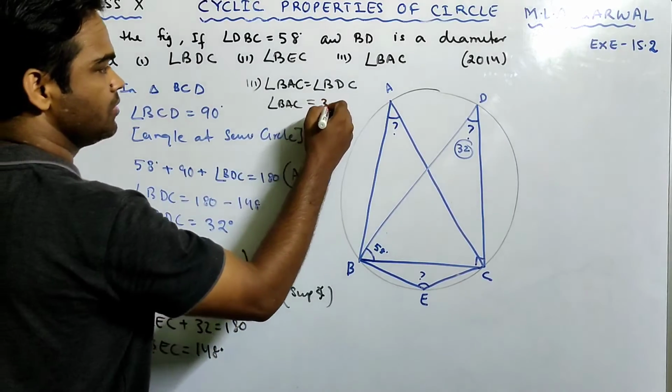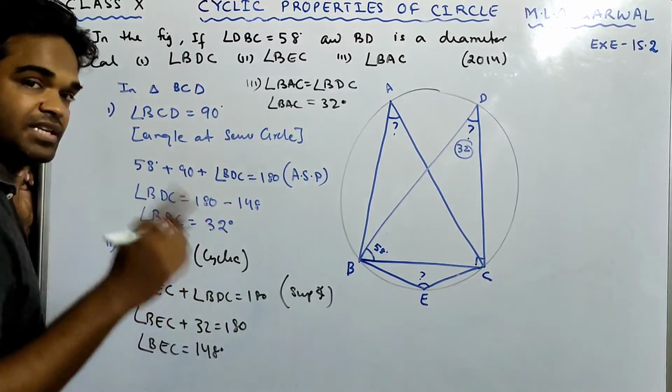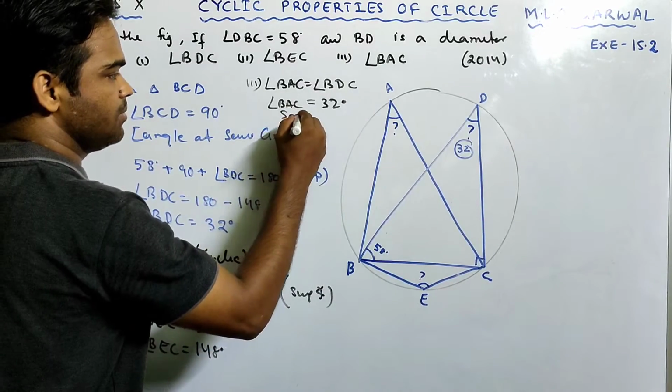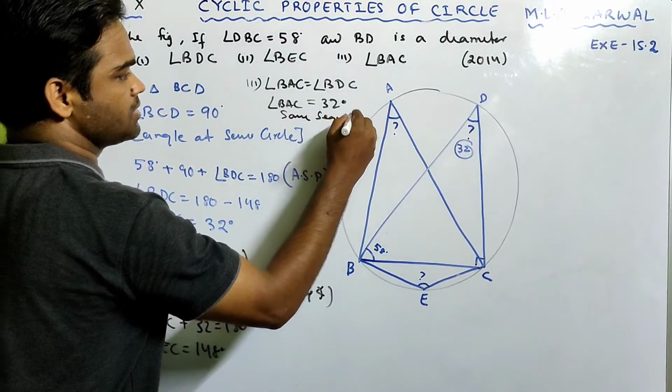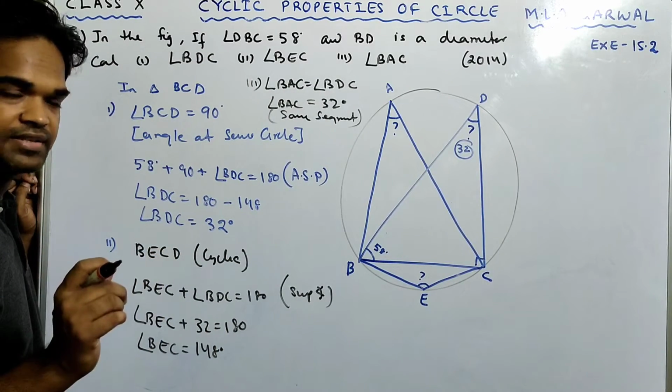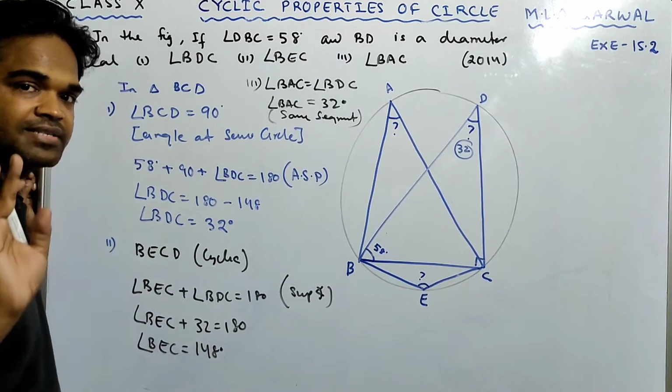BDC we got 32. So BAC will be also 32. Angle in the same segment. Same segment you can say. Done. Very easy. Now let us look at the next sum.